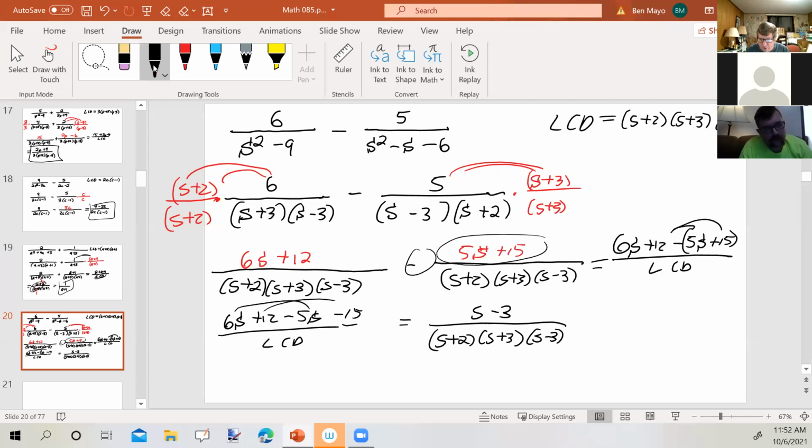Okay, so far so good. I'm going to come in and reduce the s minus 3's. So I end up with 1 over the quantity s plus 2 times s plus 3.